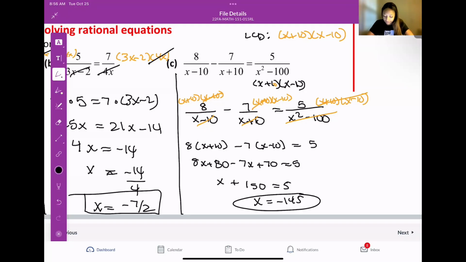I'm double checking to make sure there are no typos. There are no typos. That's our final answer.